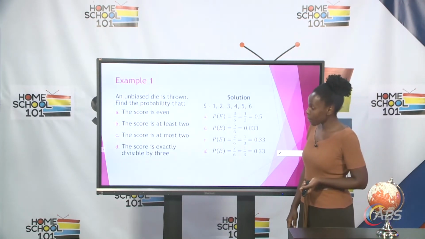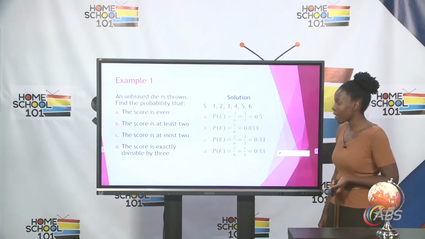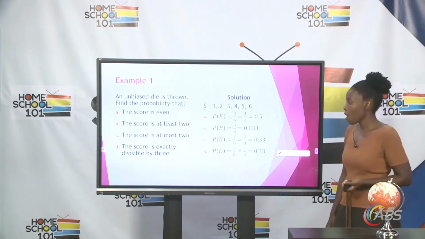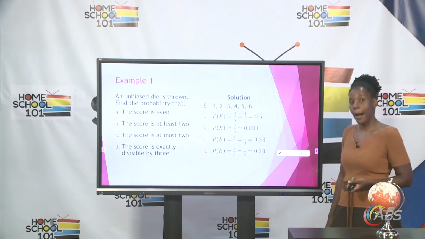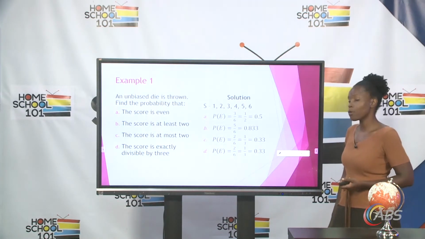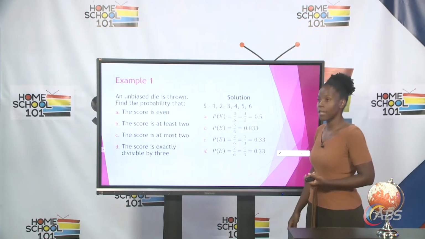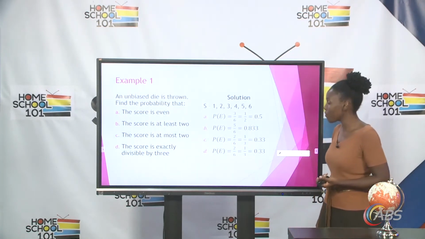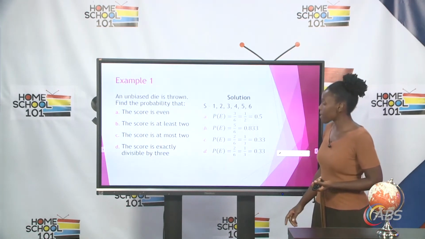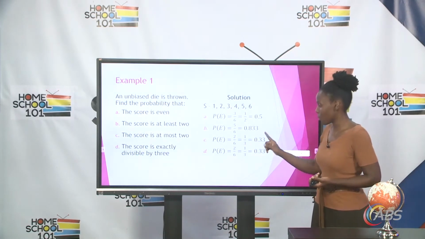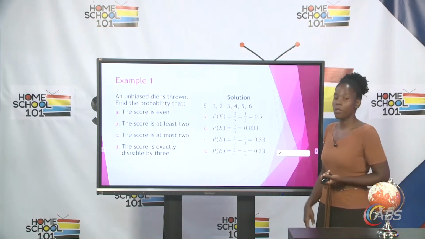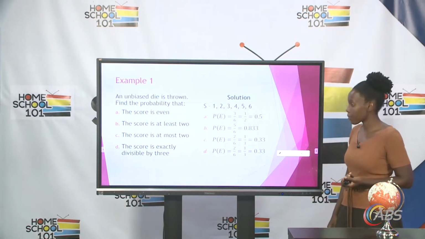Part C of the question states that the score is at most 2. Now, if we're saying that the score is at most 2, it means 2 or less. So from the sample space, the scores that are 2 or less would be 2 values, 1 and 2. Hence, it becomes 2 divided by 6, which gives me 1/3, which is a probability of 0.33.